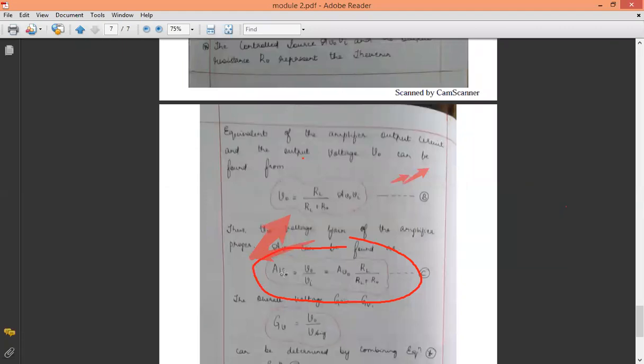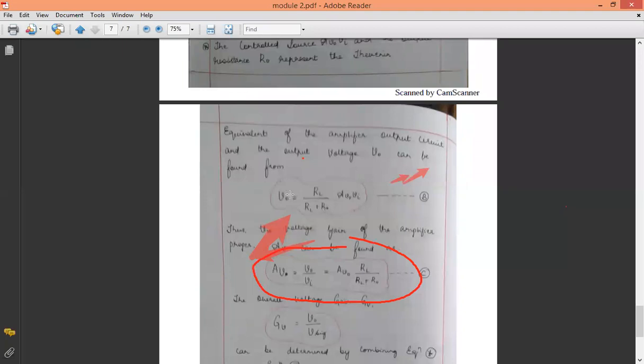So AV naught represents just the voltage gain. Students, please listen properly. Two voltage gains we will define. One is the open circuit voltage gain, that was discussed previously. Open circuit voltage gain means without RL. The other we will just write as voltage gain AV, which means it is with RL. With RL is AV. Without RL is AV naught.